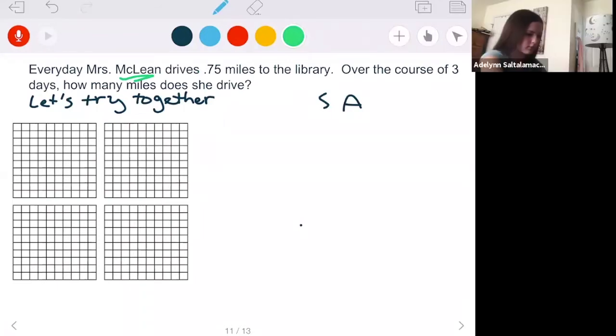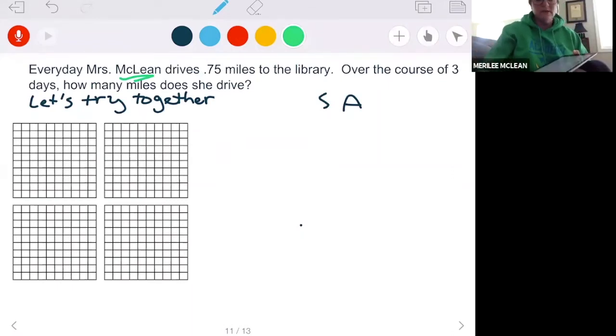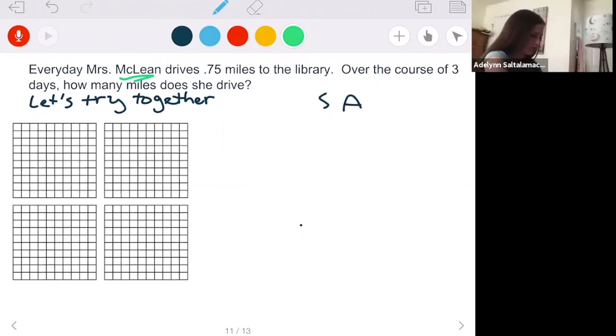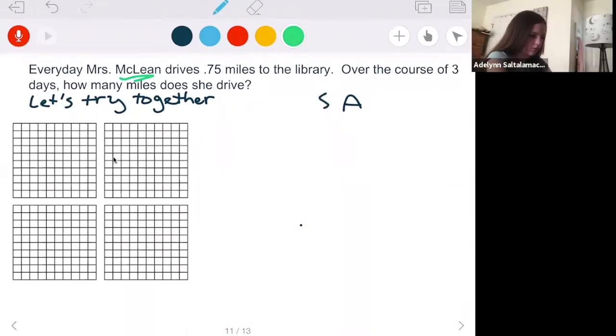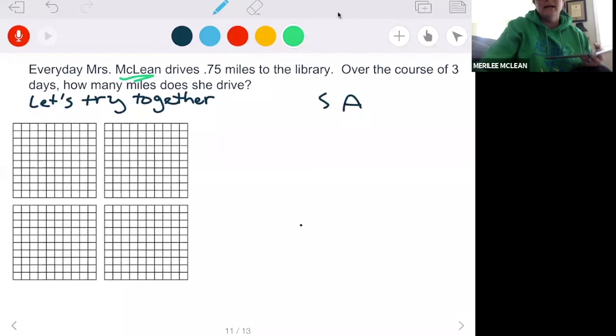Over the course of 3 days, how many miles does she drive? Let's do this one together. I want you to do this on your decimal grid. How many groups of 7,500 is it asking for? Show me with your fingers. 3. I'm not seeing everybody's fingers. Am I missing yours? All right, you try it on your decimal grid. Put your green hand up when you are done.